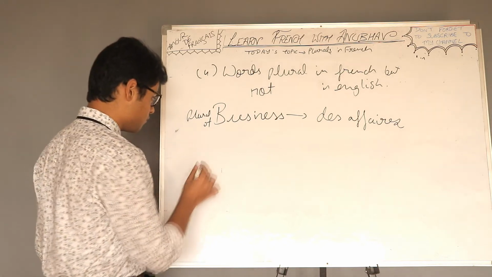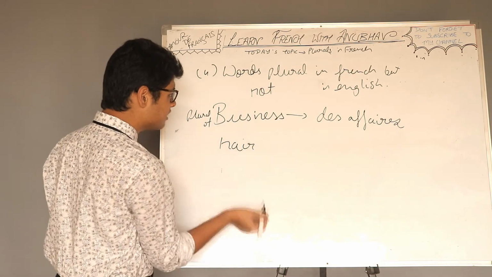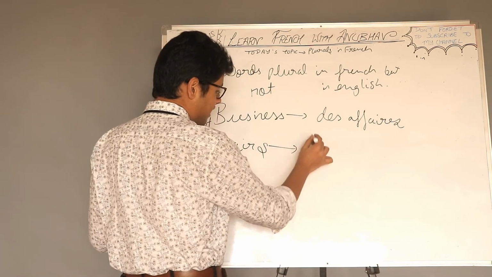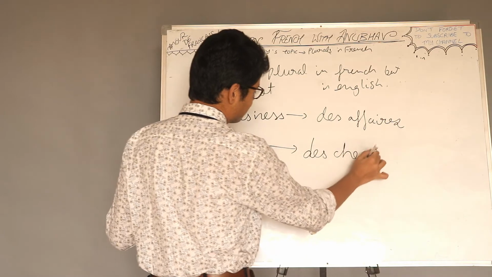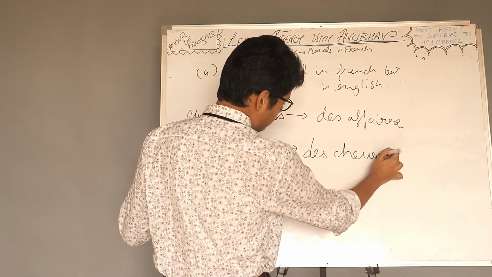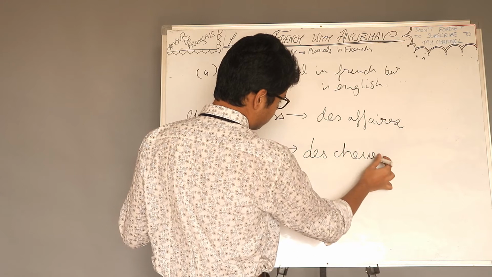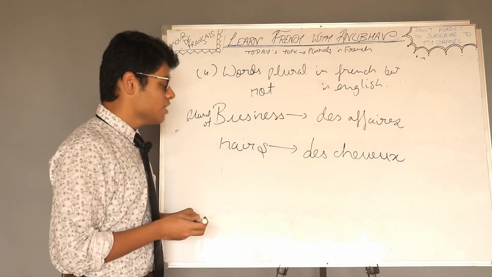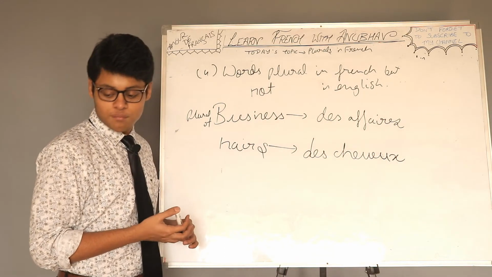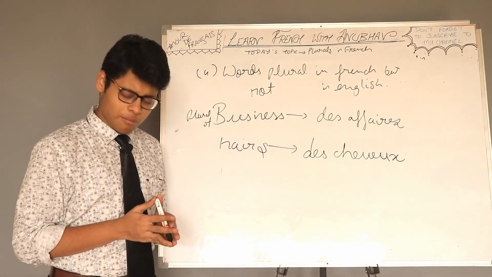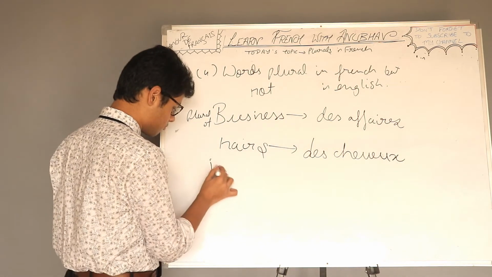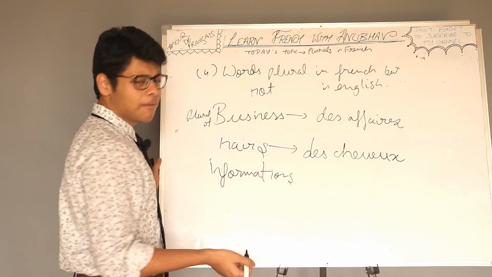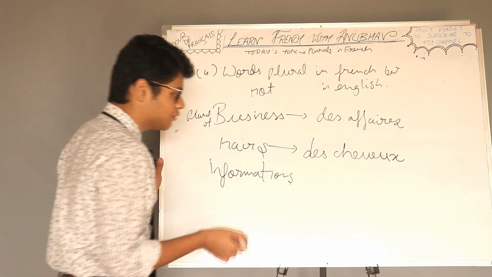Similarly, we have the word hair. Hairs we don't have in English, no one says hairs, but in French we say hairs only. Des cheveux, C-H-E-V-E-U-X, cheveux. There is no singular form of cheveux. Then we have information. I don't think that informations is grammatically correct. Informations, I don't think so.